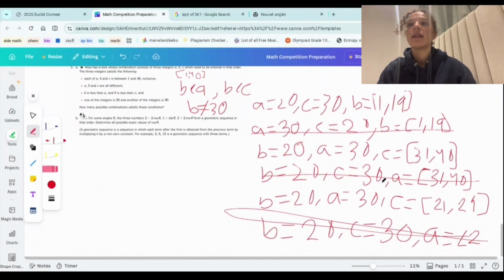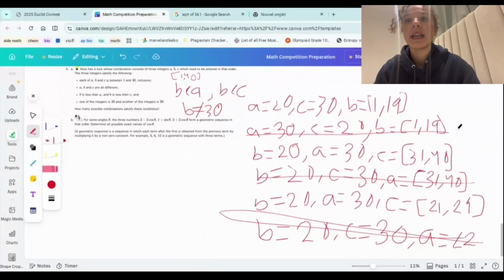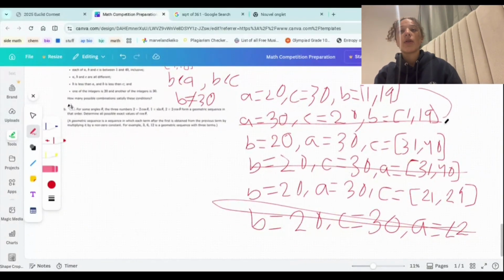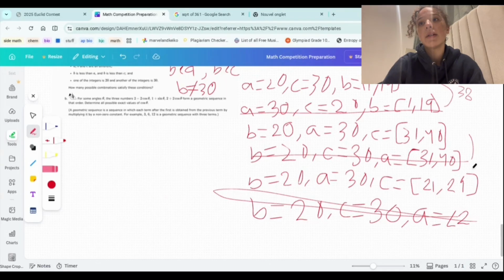Sorry. It does matter if they're equal to different ones. I don't know why I crossed these out, because it's a lock combination. So if it's A, B, C, yeah, all of these count. So there's 19 cases where either A is equal to 20 or C is equal to 20 and vice versa. So we have 19 times 2, that's 38. And then if B is equal to 20, then either A could be equal to 30 or C could be equal to 30, and then there would be 9 cases for the other digit, which would have to be between 31 and 40. So 9 times 2 is 18.